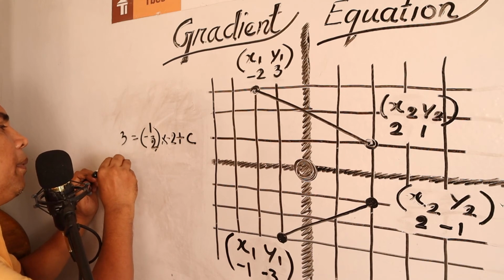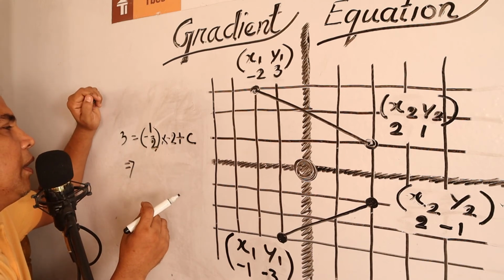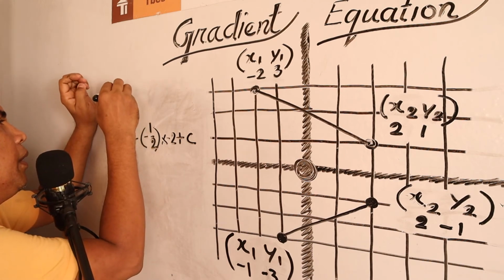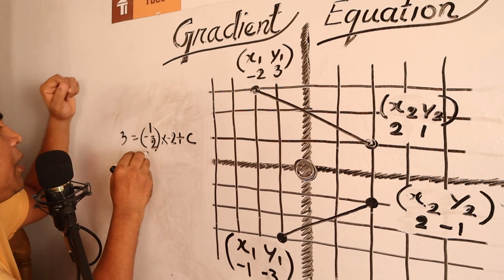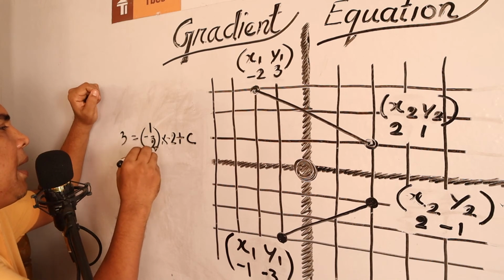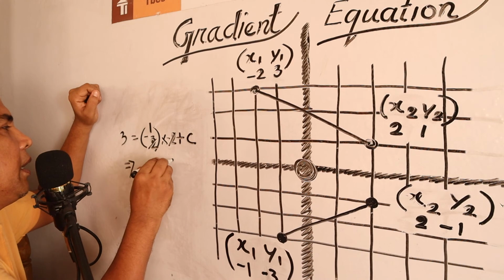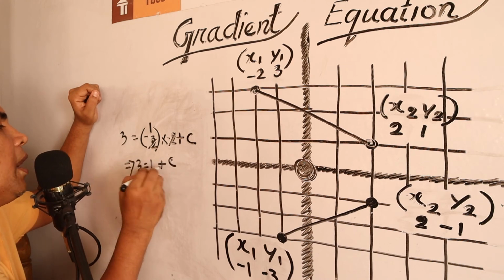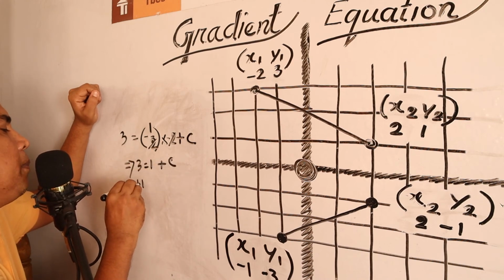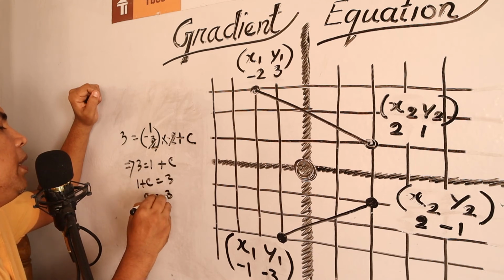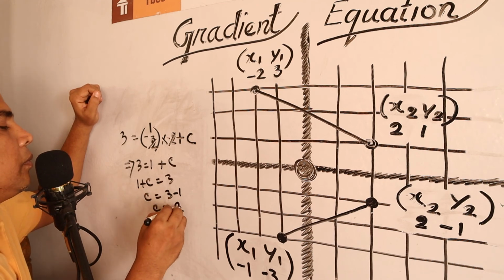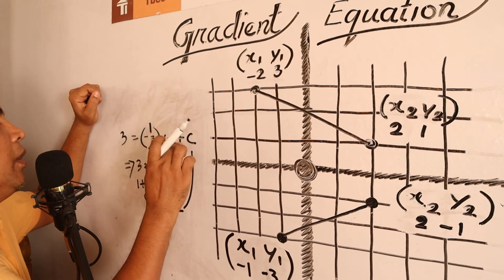So what is the value of c? Finally this is 1 plus c. So 3 is equal to 1 plus c, and c is equal to 3 minus 1. So c is equal to 2. So we have to put 2 here.